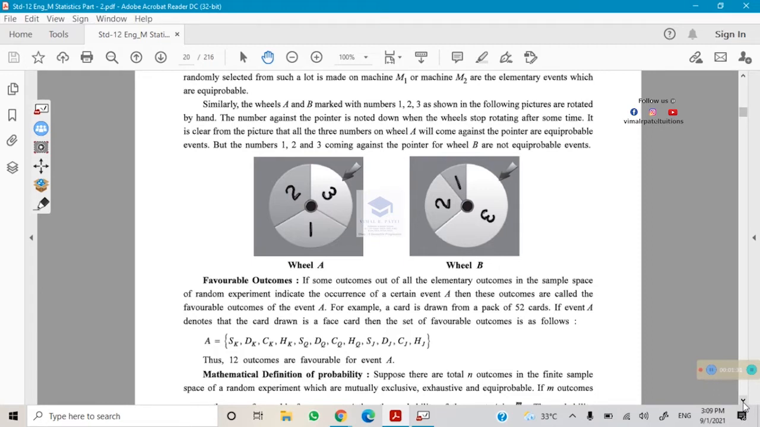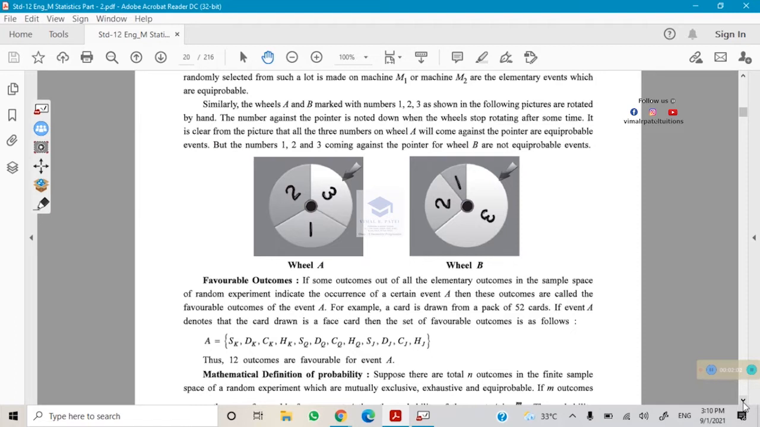So how many face cards? 12. King, Queen and Jack. For each suit there will be 3 face cards and 4 suits. So total 12. So 12 are the favorable outcome for occurrence of event A. So out of the total number of outcome, the outcome which are favorable for occurrence of any particular event are called favorable outcome for that event.